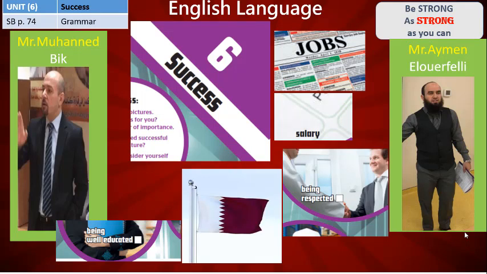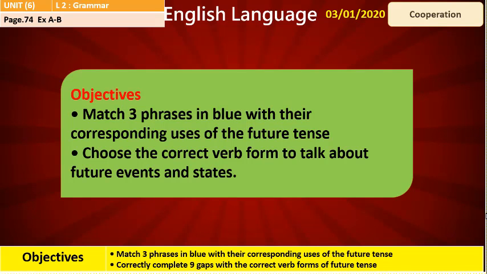And during this second lesson, a grammar lesson, we will talk about the future and the future tenses. We aim to learn the uses of future will, future be going to, and the present progressive to talk about future events. We want as well to match three phrases in blue with their corresponding uses of the future tense or tenses, and hopefully we will finish by choosing the correct verb form to talk about future events and states.